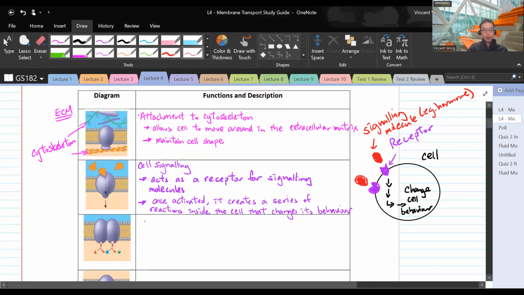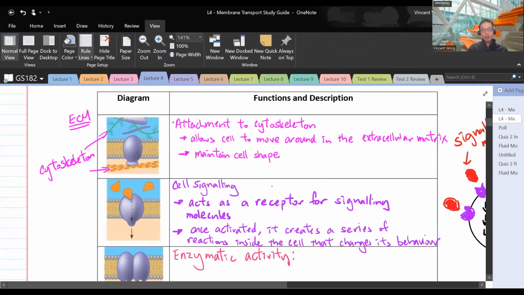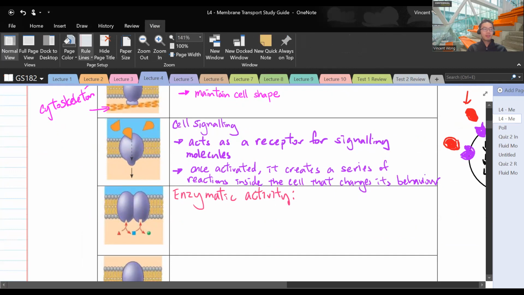Next one here, this picture shows enzymatic activity. Now, in the body, a lot of reactions are not going to be finished in one step. So you might start with reactant A, and then enzyme number 1 will change it to reactant B, and then you might have to change it to C by a second enzyme.